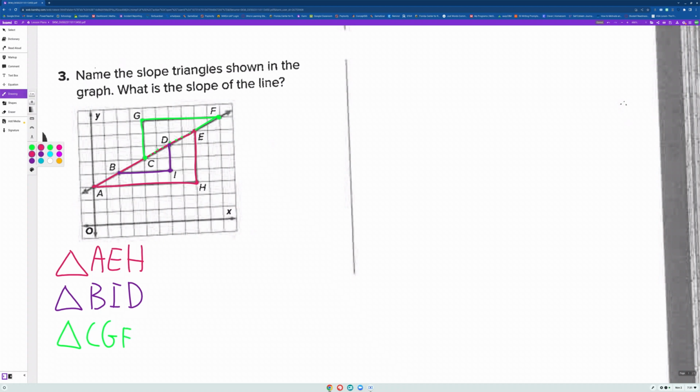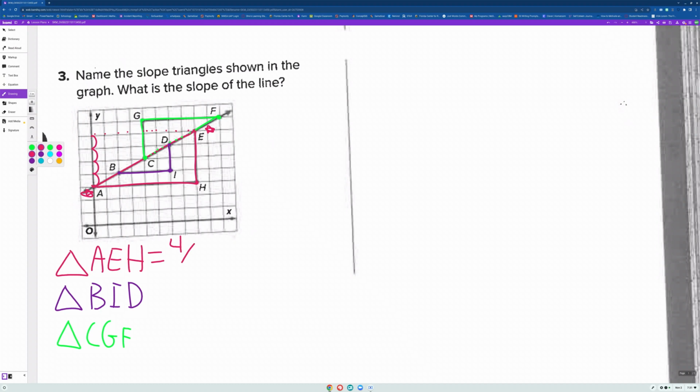So let's start with my triangle A, E, H. So I'm going to start at my A, start at my lowest point, and I'm going to go until I get to my E. So I can draw a line across to let me know when it's time to turn around for my other point. So I need to go up, and because I'm going to go up, that means that it's going to be some kind of positive. So up 1, 2, 3, 4. So my rise is 4.